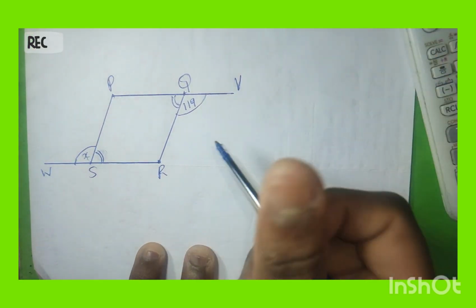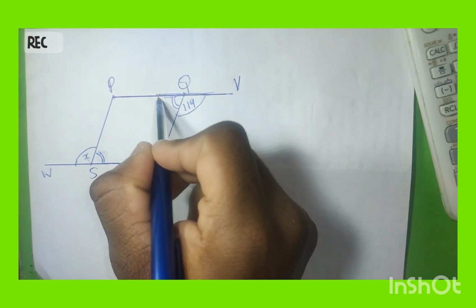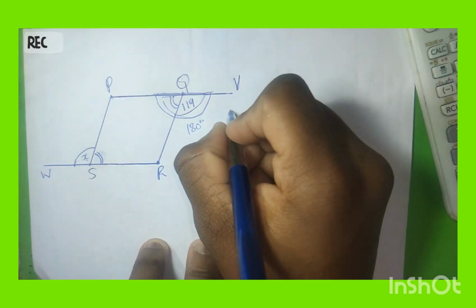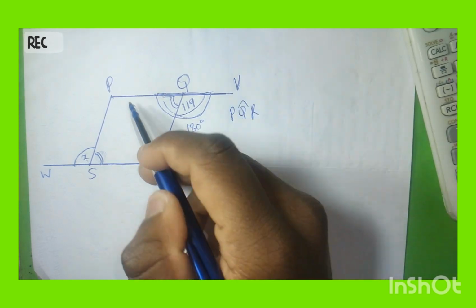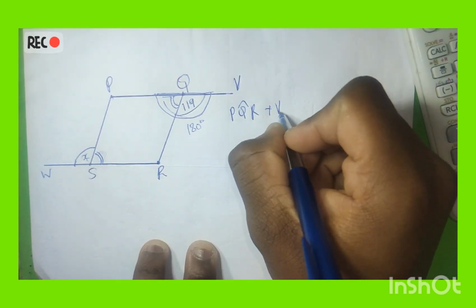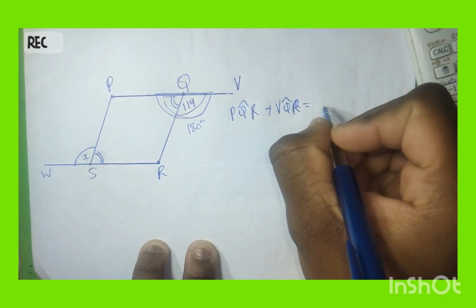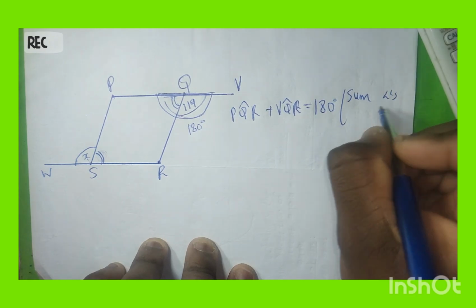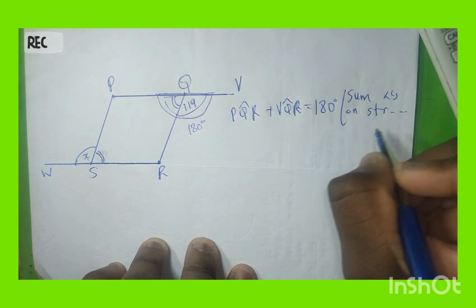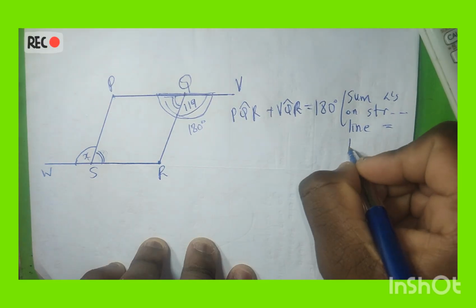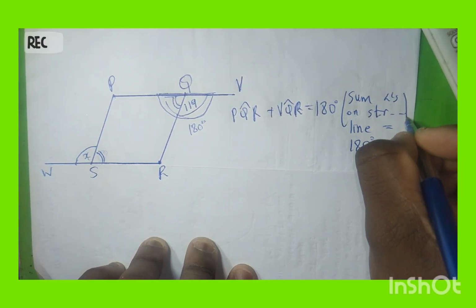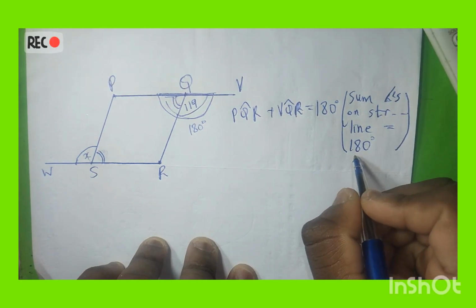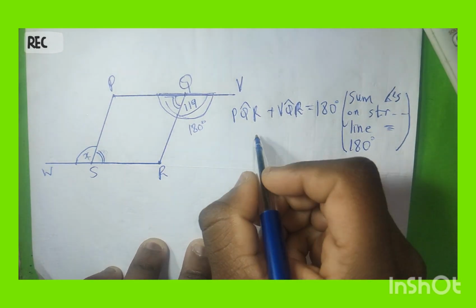I can solve this by saying that here I'm on a straight line. These two angles should add up to 180 degrees. I can say that angle PQR, when I add it to VQR, should give me 180 degrees. The reason is that the sum of angles on a straight line equals 180 degrees. Now I can substitute.